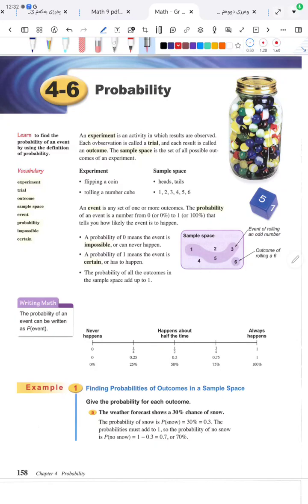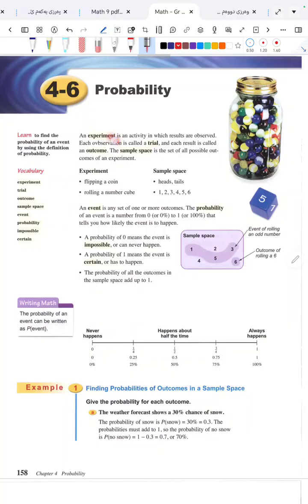Hello dear students, in this video I'm going to explain chapter 4 lesson 6 probability page 158. Okay, we have some vocabularies: experiment, trial, outcome, sample space, event, probability, impossible and certain.